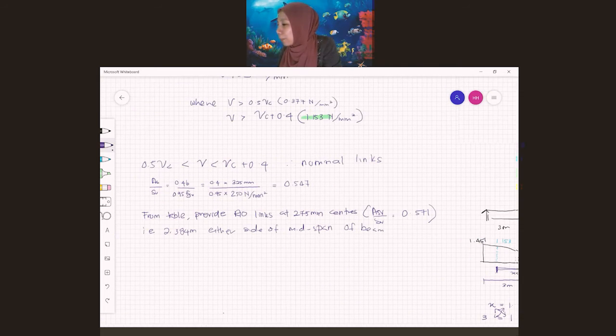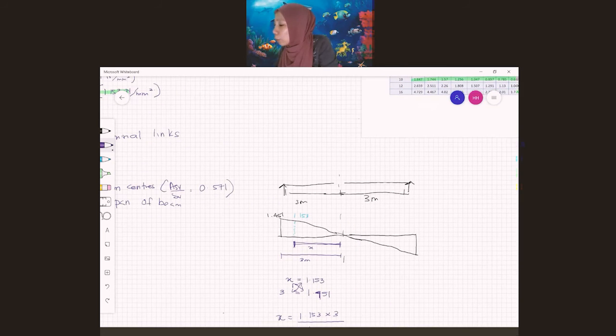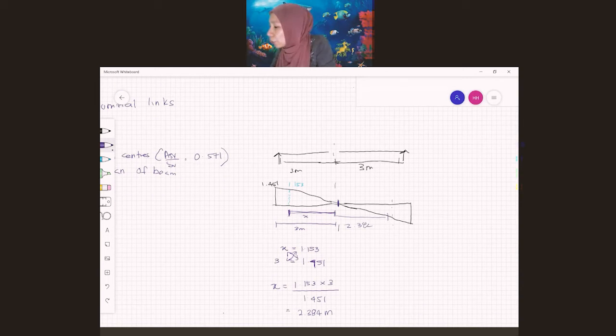Maksudnya you design dia macam ni: you akan design R10 dengan jarak 275 mm center to center tu daripada midspan, daripada tengah ni sampai dekat mana-mana point X meter ni, which is 2.384 kat sini, 2.384 kat sini. Okay, sepanjang-panjang ni link you akan berjarak 275 R10, sampai point ni sahaja. Tu maksud dia. Okay, point yang selebihnya ini adalah design link.